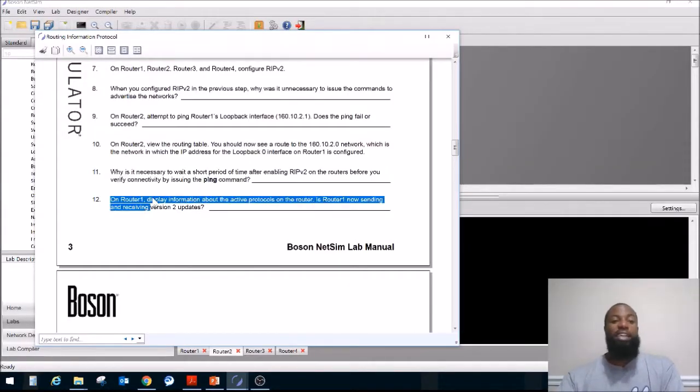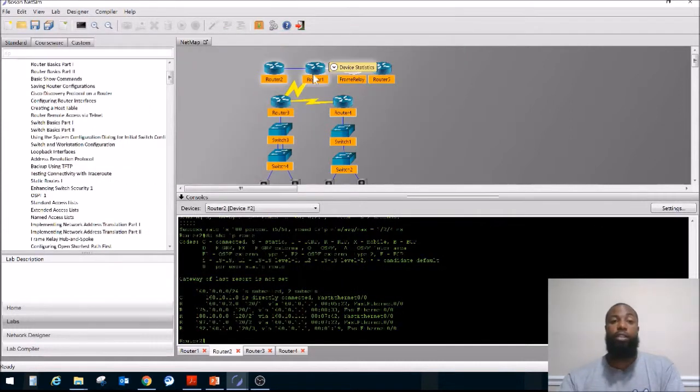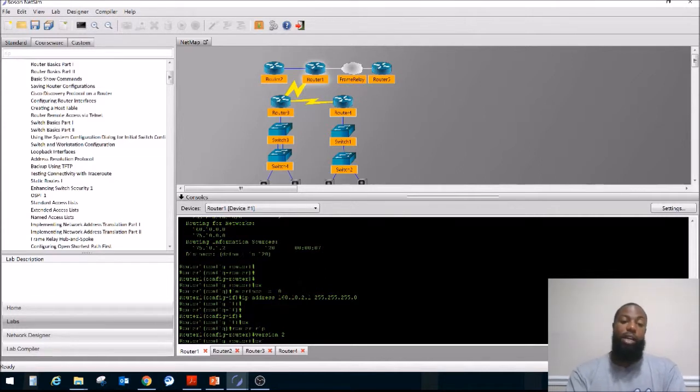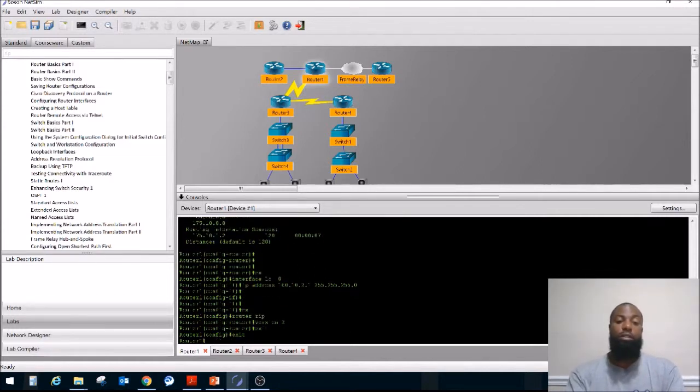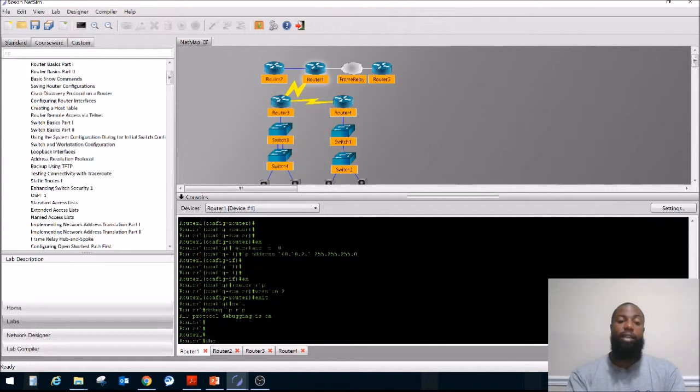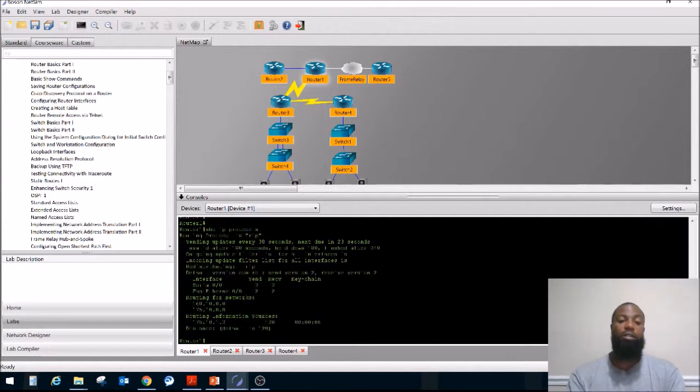On router 1, display information about the active protocols on the router. Is router 1 now sending and receiving version 2 updates? So we'll go to router 1. How do we see what kind of protocols he's running? Simple. Show... Oh, I should have done some debug commands. Let's do some debug commands real quick. Debug IP RIP. Now we're debugging RIP, right? And while that's going, let's do a show IP protocols.